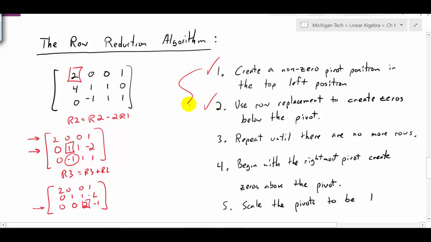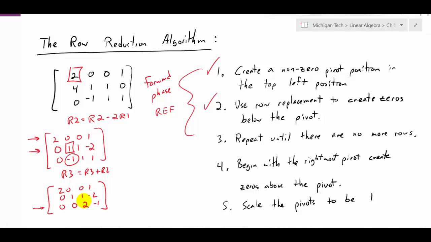In fact, these first 3 steps, we're going to call the forward phase. And when I'm done with that forward phase, my matrix should be in REF form. So the forward phase ends with REF form. And to do that forward phase, once again, I just started with pivots, and I did row replacement to create zeros below the pivots.